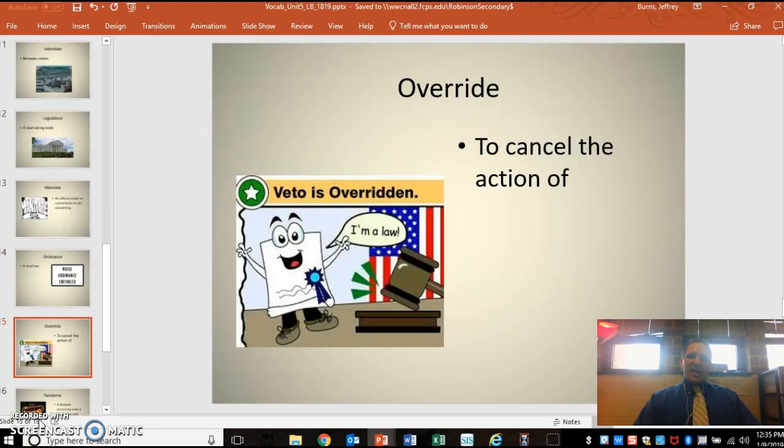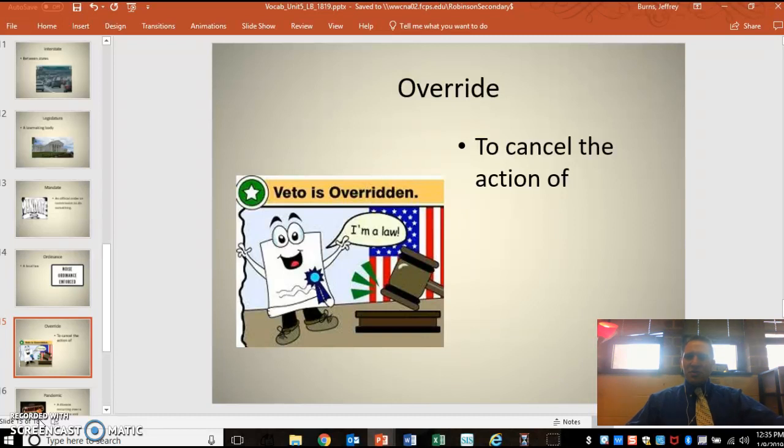Override, to cancel the action of. So to override is actually to cancel. It's kind of like to cancel the cancel, right? The lawmaking process, we go through it. At the end, the president can sign or veto the law. If the president vetoes the law, that's canceling it. To override the veto would be to cancel the cancel or cancel the veto.